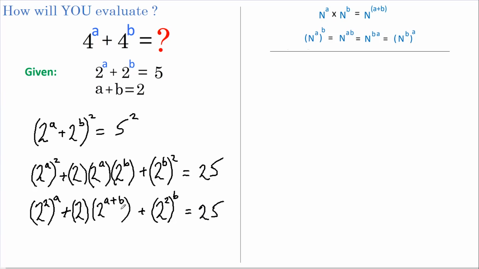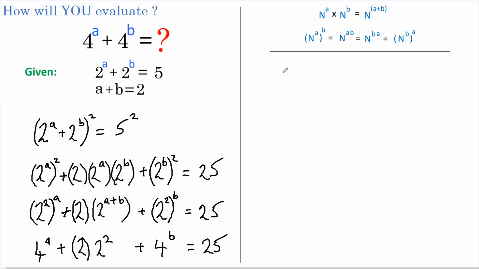And now, if we replace a plus b with 2, which is given, then we get 2 to the power of 2, well, let's write that as 4 to the power of a, plus 2 lots of 2 to the power of 2, plus 2 squared, which is 4, to the power of b, equals 25. So this now looks like we're almost there.